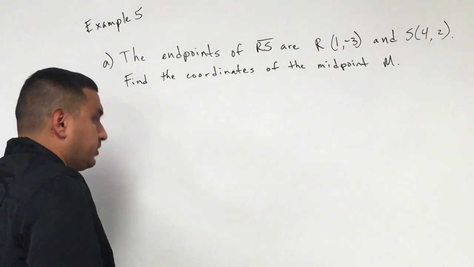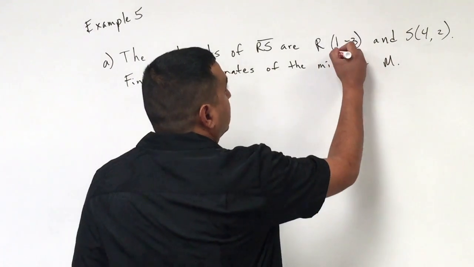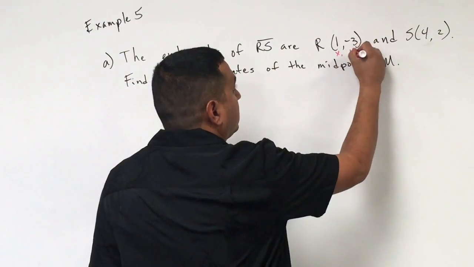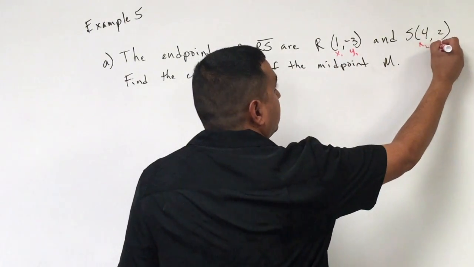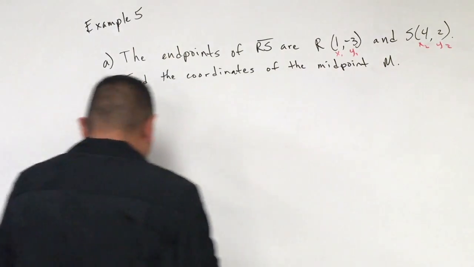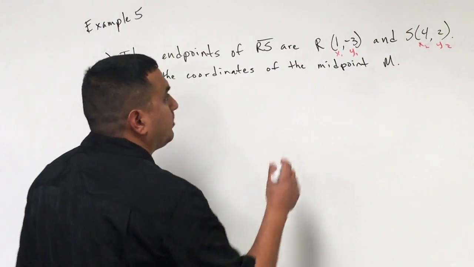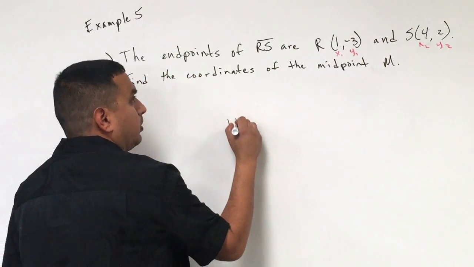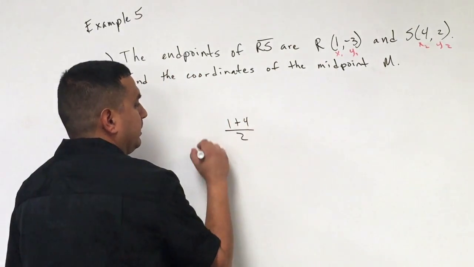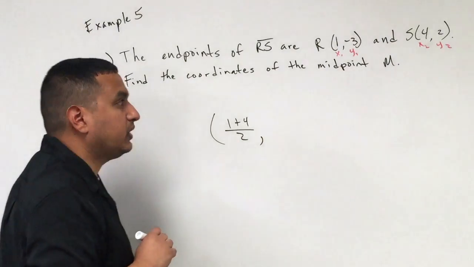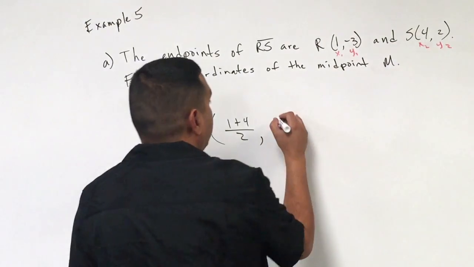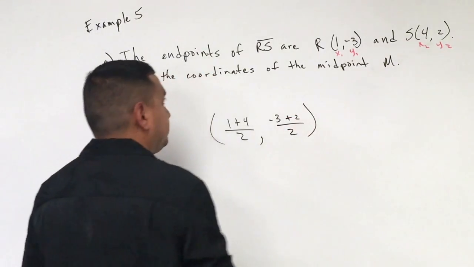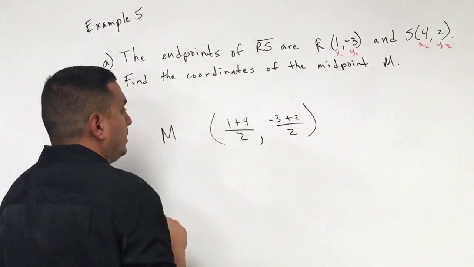So to do this, we pick our points, and I'll let R be the x1, y1, and I'll let S be the x2, y2. Okay. So to find this, what I have to do is I take my x values and I want to add them. So I'm going to have 1 plus 4 divided by 2. That's going to give me my x value. The y value, I'm going to have to take -3 plus 2, divide that by 2. That's going to give me m.